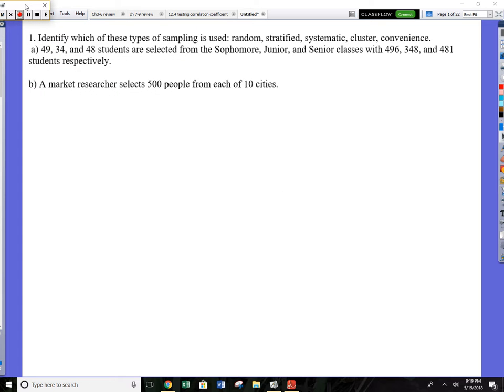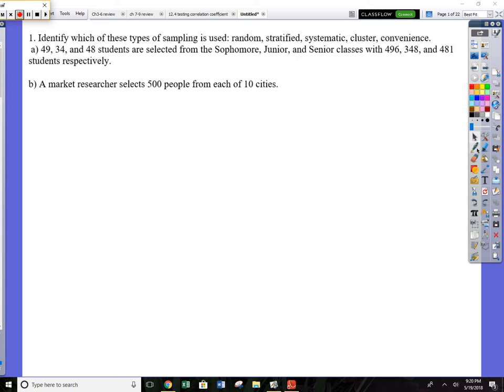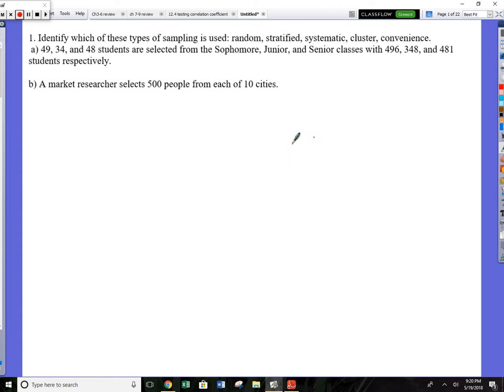Okay, the final push. So we got 22 practice problems. Number one, it's a little bit different than your printout. I think I got two different tests, but I think this might be the only one. So here we go. Identify which type of sampling is used.